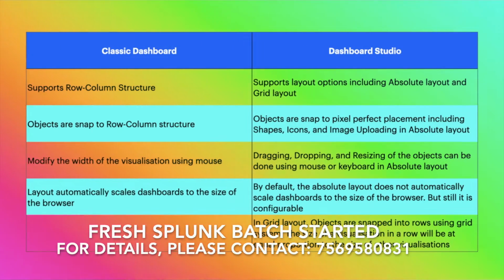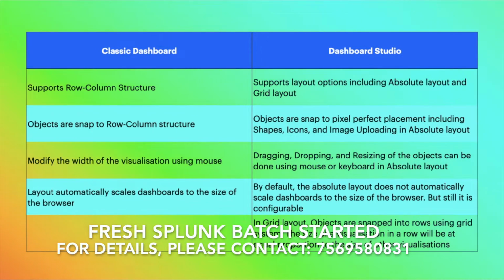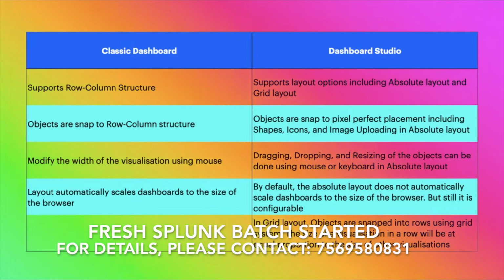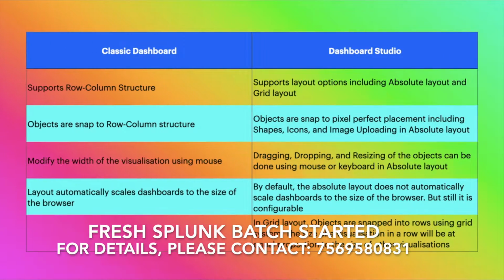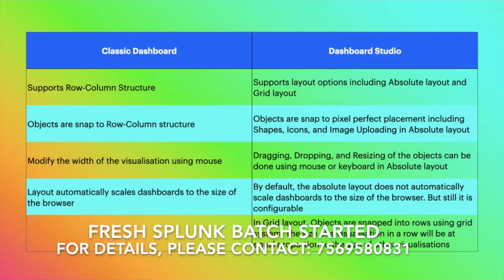The other thing is that the objects are snapped to row column structure in a classic dashboard. So it fits the exact row column structure. Whatever panels we add, it falls into a particular row, and again if you want to split into columns, we can do that. It will fit exactly into the row column structure that the classic dashboard supports.